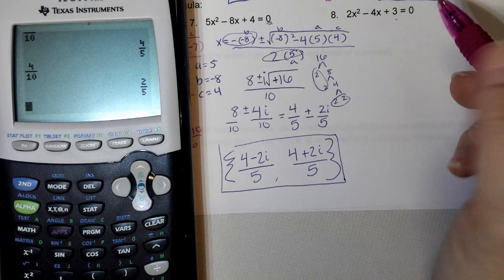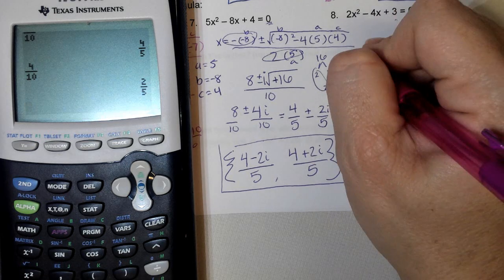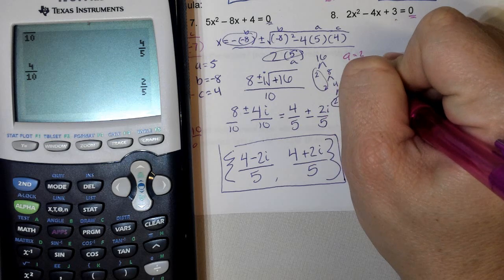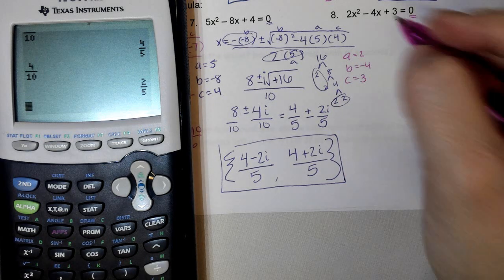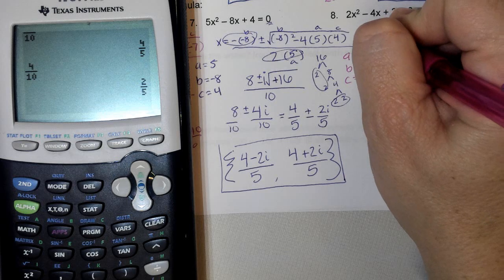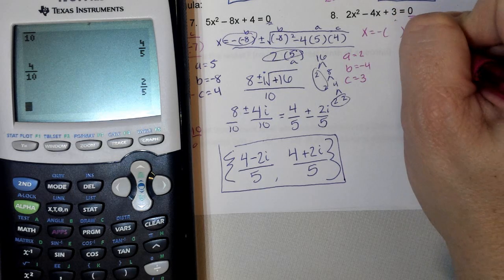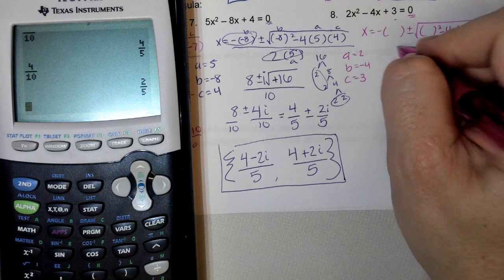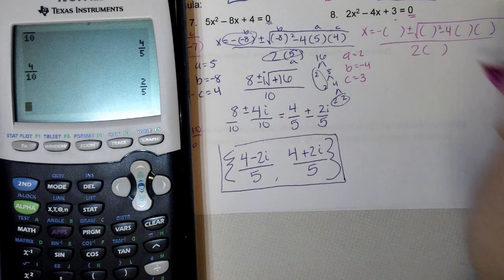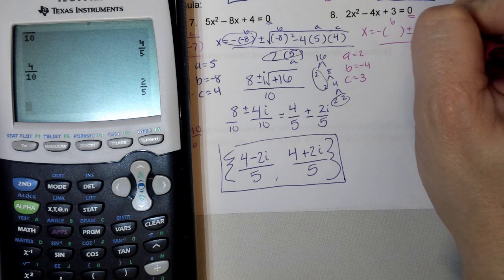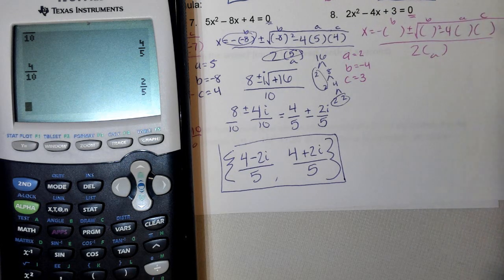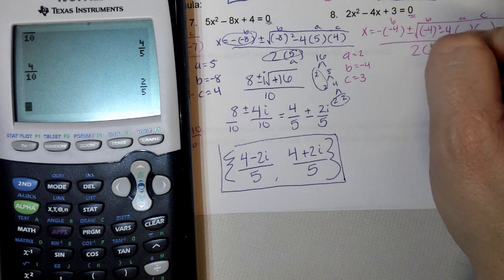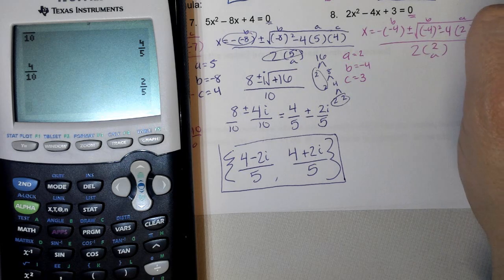Okay, number 8. Again, it equals 0, so we're good to go. A equals 2, b equals negative 4, c equals 3. So we're going to go ahead and plug it into our formula. x equals negative b plus or minus the square root, b squared minus 4 times a times c, all over 2a. And I have negative 4, a is 2, c is 3.